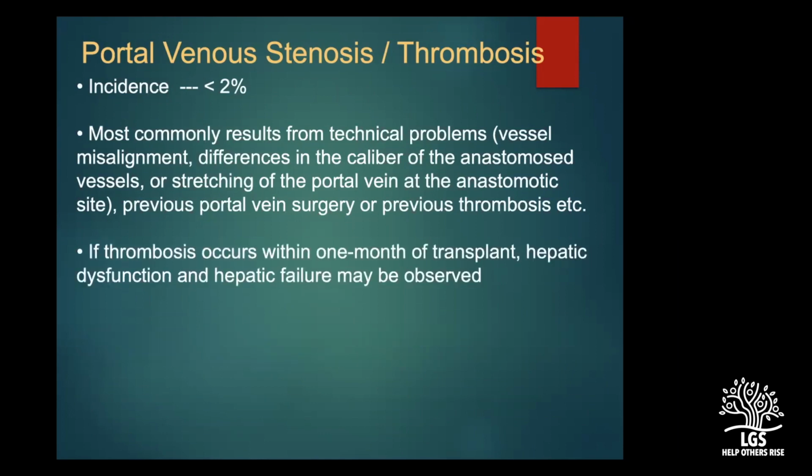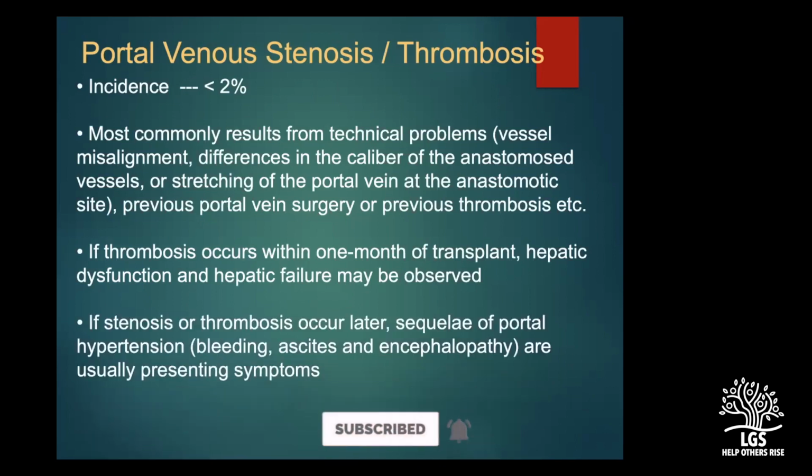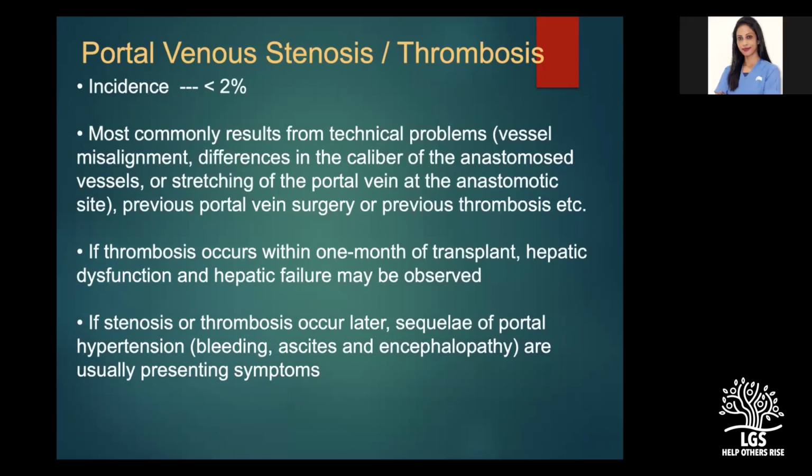If it occurs within 1 month of the transplant, hepatic dysfunction and hepatic failure may be observed. And if it occurs later, we can see sequelae of portal hypertension, like bleeding, ascites, encephalopathy, as the usual presenting symptoms. So as radiologists, we feel it's very important we ask the clinicians the exact history as to what exactly the patient presented with, so that we know what exactly is happening, whether it happened within a month of a transplant or more than a month of a transplant, and whether it correlates with the clinical history is something that we all ought to do as radiologists as well.